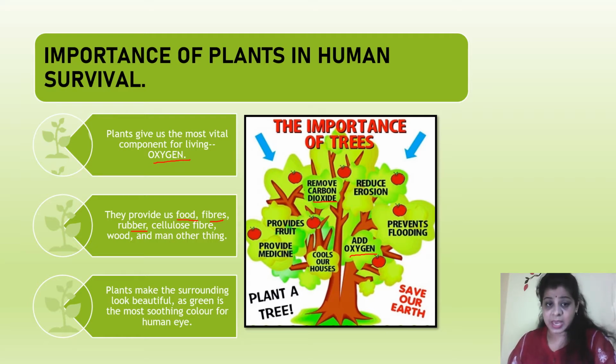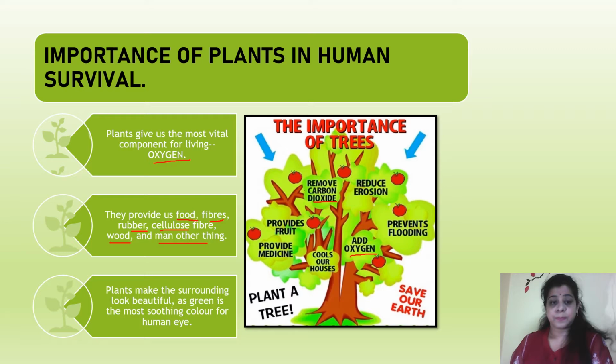Okay. Cellulose fiber is a fiber which is provided by plants and it has very high durability. It does not wear out easily. That is why it is used for making denims and also for sanitary pads. So this is what plants give us: wood and many other things also provided by plants.